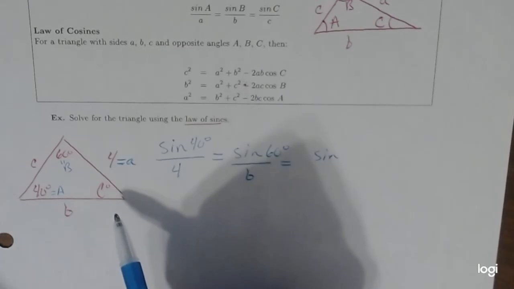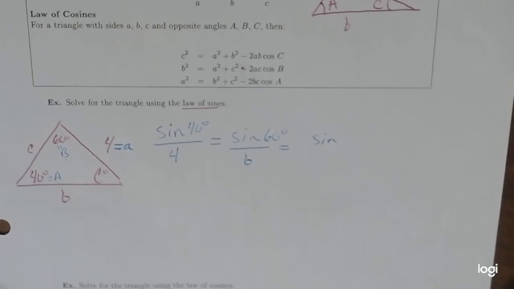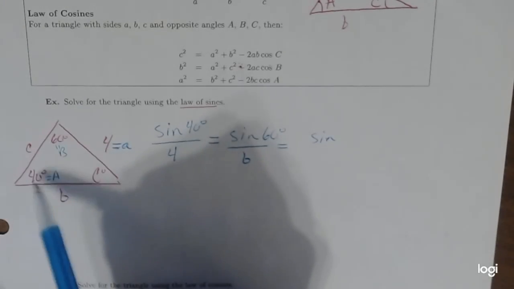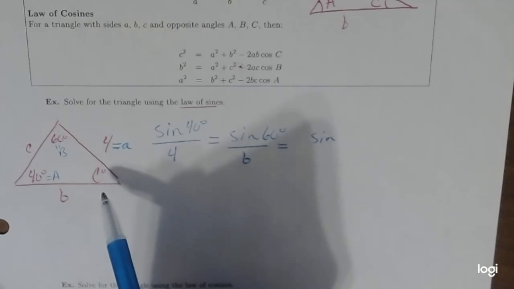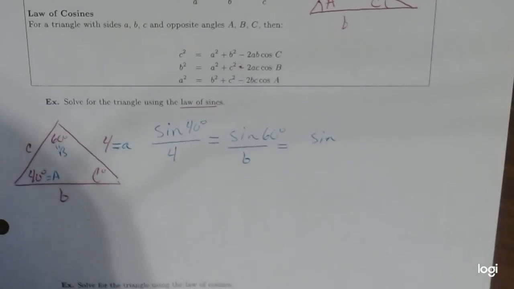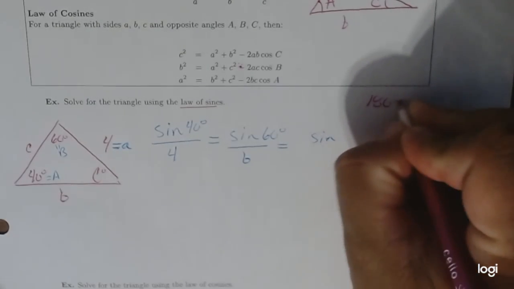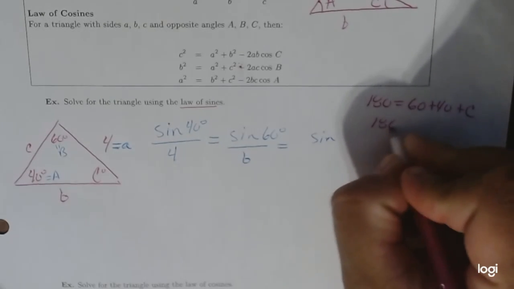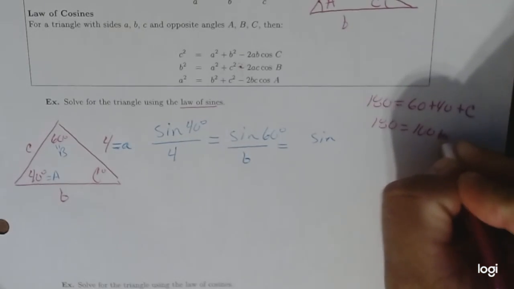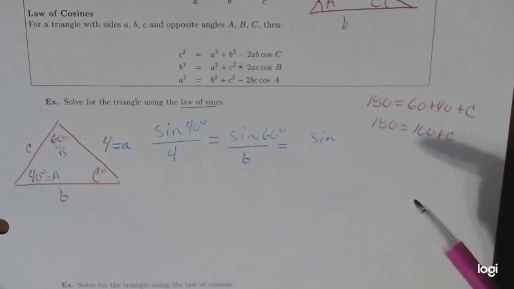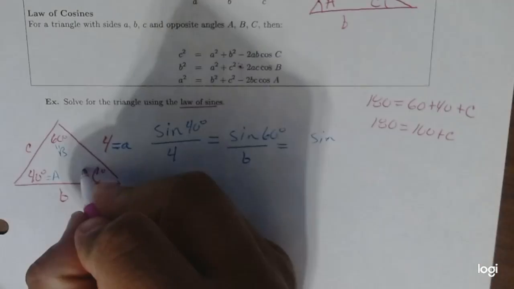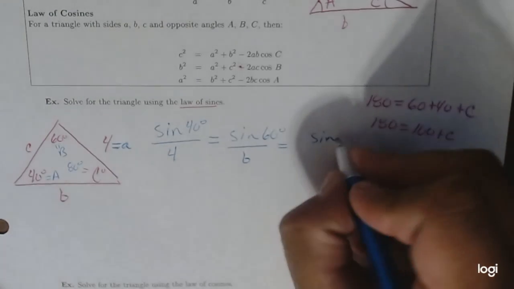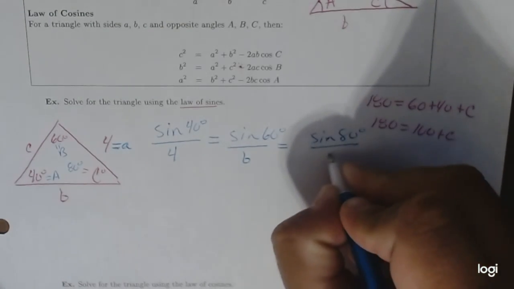However, you guys remember what the sum of all the angles in a triangle must be? They have to equal 180. So in other words, these three angles together must equal 180. Using a little bit of algebra, 180 is equal to 60 plus C. We could just solve for angle C very easily. So therefore, angle C must equal 80 degrees. That means this is going to be sine of 80 all over little c.